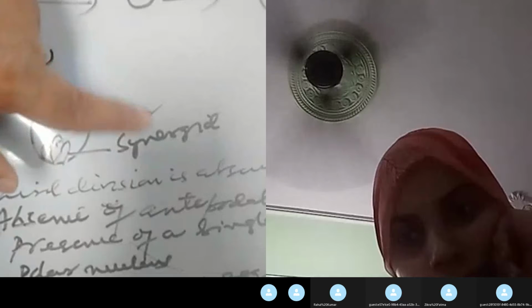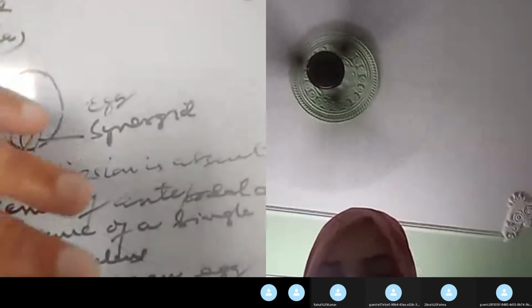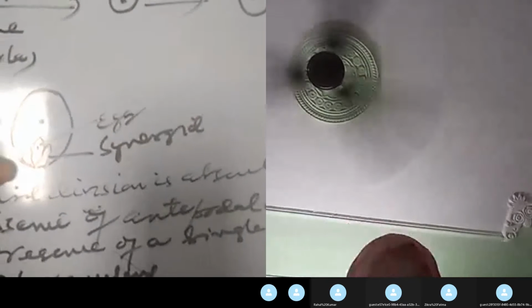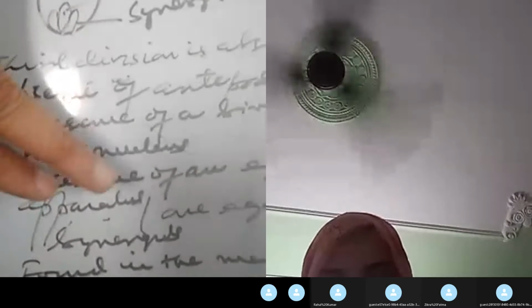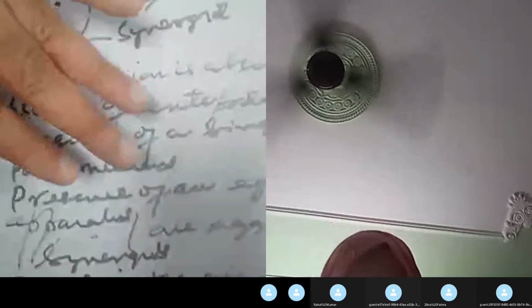Out of these four nuclei, three nuclei at the micropylar end form the egg apparatus consisting of an egg and two synergids, and the remaining one nucleus stays in the center to form a single polar nucleus. So what are the features of the Oenothera type? It develops from the functional micropylar megaspore. The third division does not take place. There is a complete absence of antipodal cells. There is a single polar nucleus, and an egg apparatus with one egg and two synergids.